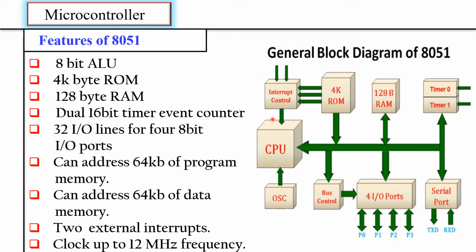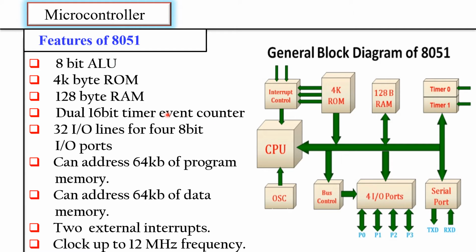Number one, it has an 8-bit ALU. We already know what is ALU, that is nothing but arithmetic logic unit. So 8051 microcontroller has an 8-bit ALU. Then number two, it has 4 kilobytes of ROM. Okay, how much is ROM? 4 kilobytes of ROM. Then next, it has 128 bytes of RAM. RAM, that is nothing but 128 bytes of RAM.